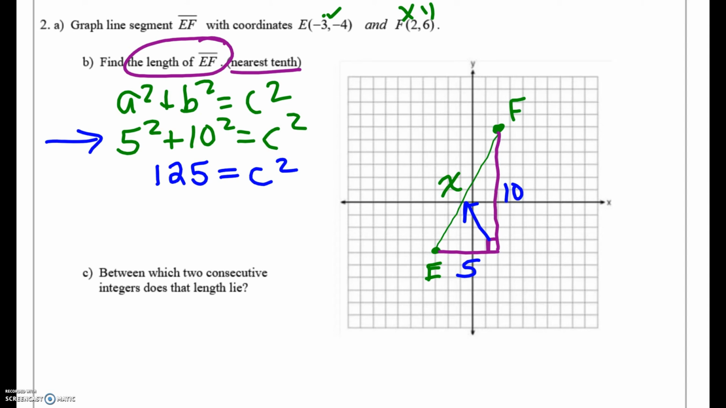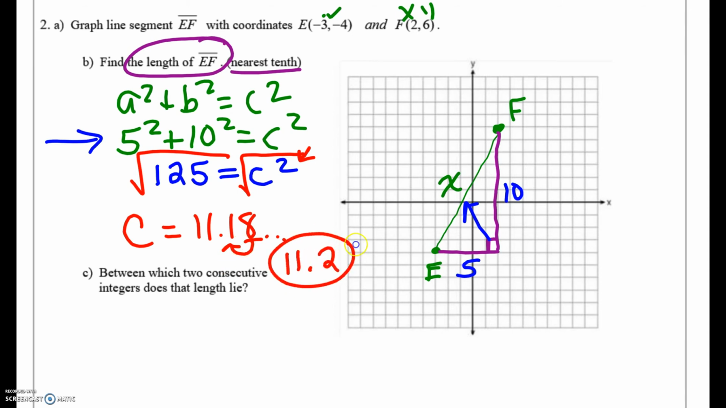To get rid of the squared right here, my exponent of 2, I need to take the square root. Whatever I do to one side, I have to do to the other. When I type that into my calculator, I get c is equal to 11.18 and a few other numbers, and I want to round to the nearest tenth, so I look at my second number after the decimal point, which is an 8. If it's 5 or more, I up the score, so I have 11.2. And then for part C, which two consecutive integers does the length lie between? Integers, remember, are only positive or negative whole numbers. So 11.2 is going to lie between 11 and 12.